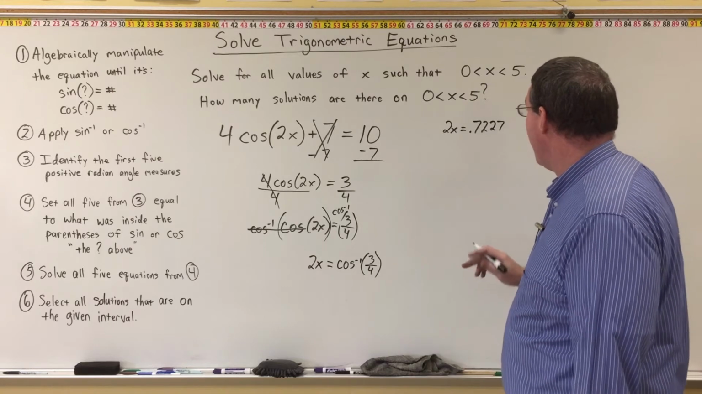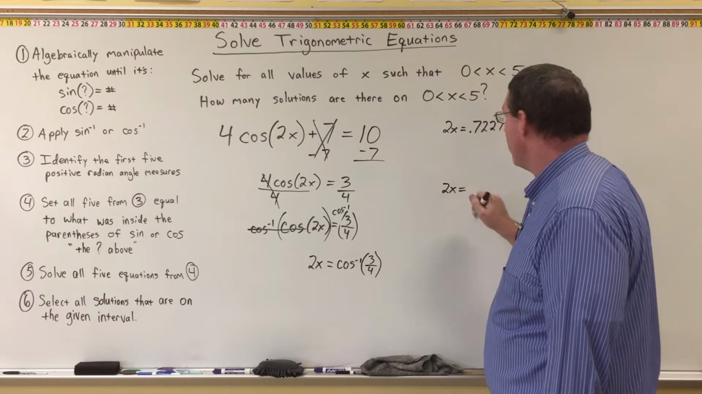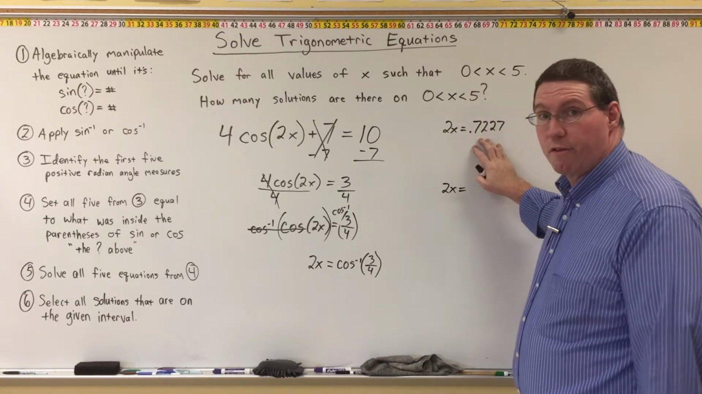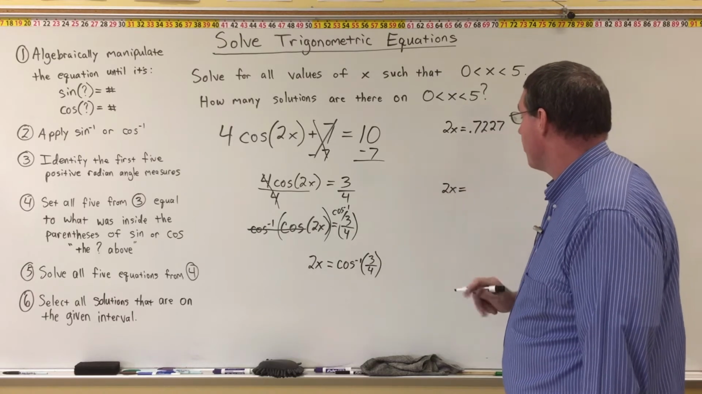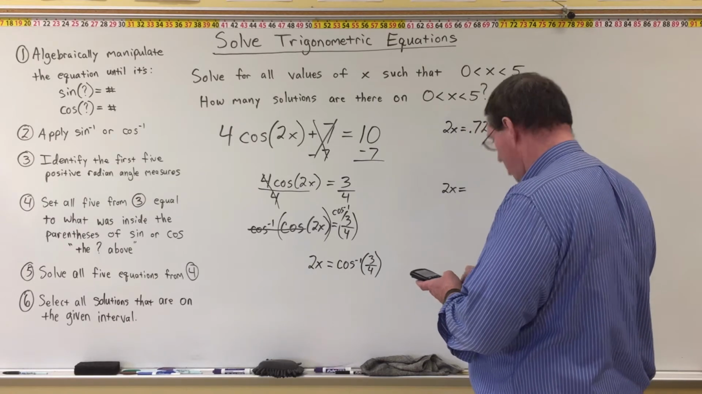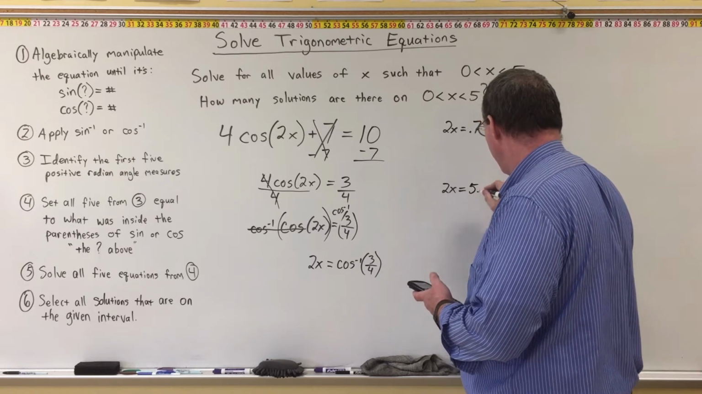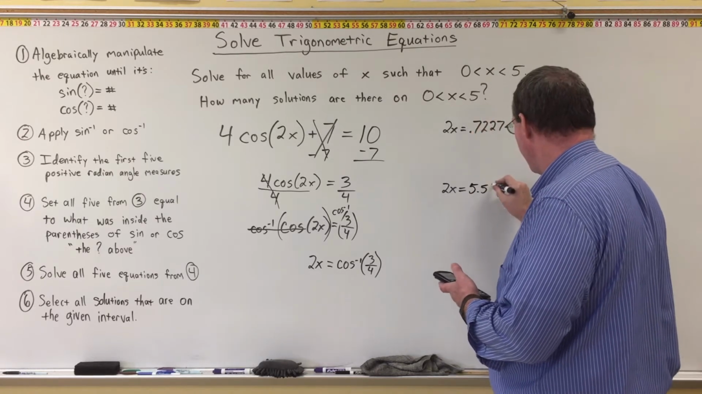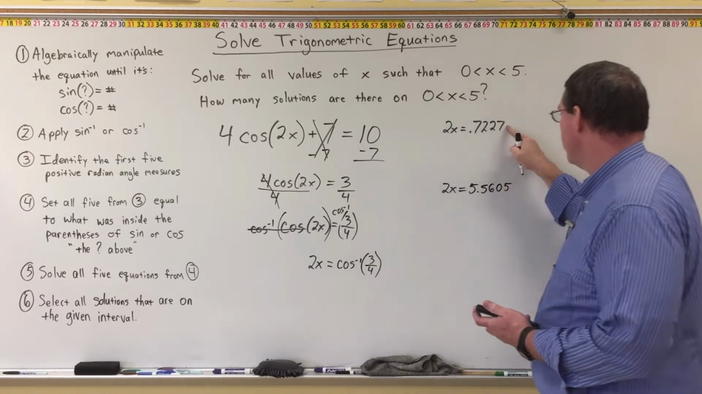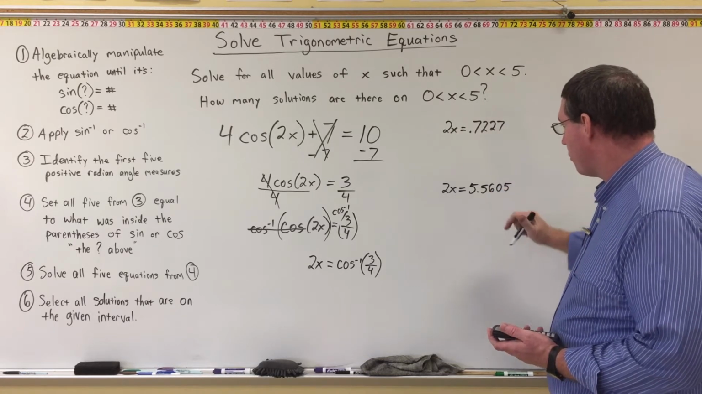It doesn't matter first or second quadrant because we know that the next one, the way we get it, remember with cosine, all we have to do is subtract this from 2 pi and we get our second solution. So 2 pi minus 0.7227 gives us 5.5605. So first quadrant, this is now fourth quadrant.